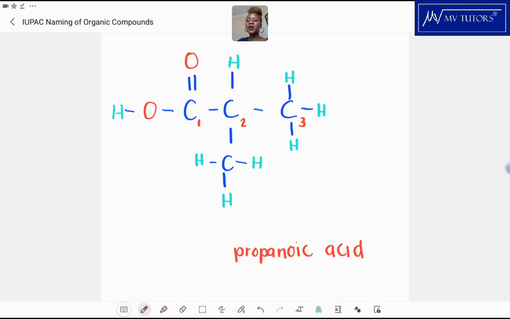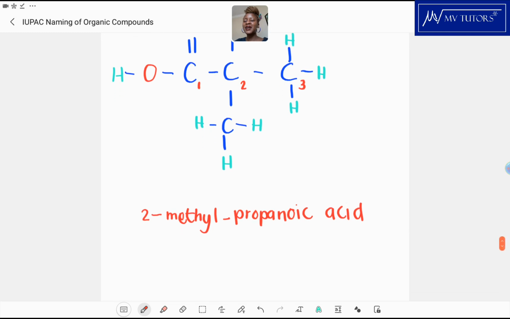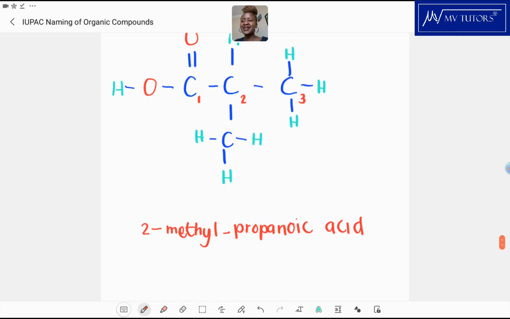Propanoic acid. I'm not going to say it's on the first one, like 1-propanoic acid or propan-1-oic acid. No, it's just propanoic acid. And then you have your methyl group on the second carbon atom. So it'll be 2-methylpropanoic acid. Okay, and yeah, that concludes our lesson.